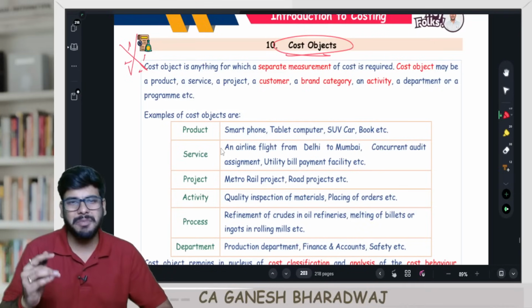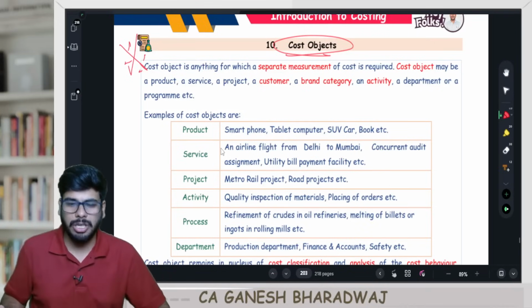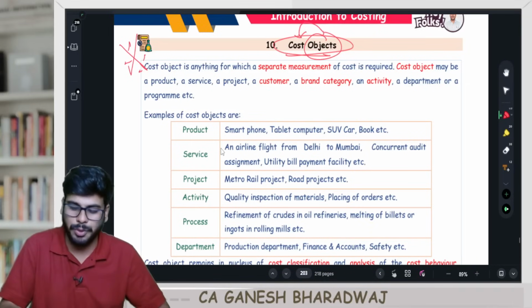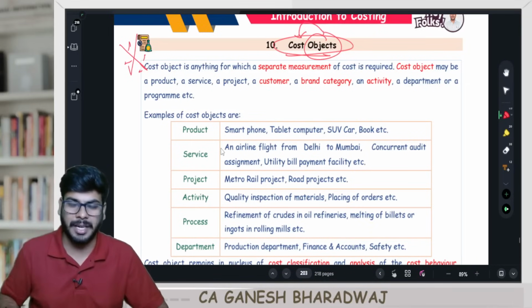Now, what do you mean by cost object? Cost object means the object for which I am computing the cost. Sir, what is the meaning of that? Can you give an example?